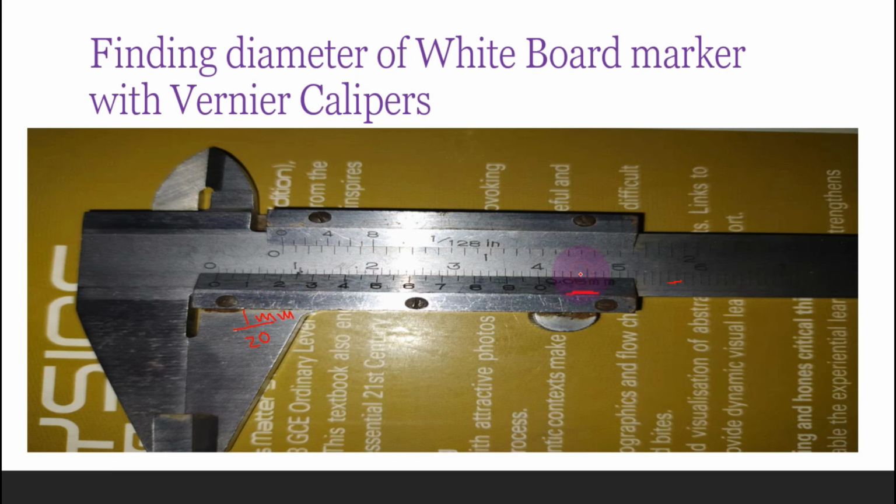This shows that the least count of this particular vernier caliper is 0.05 millimeter, or you can say 0.005 centimeter. So two steps here, again let me repeat. First check for the zero error and then check for the least count.